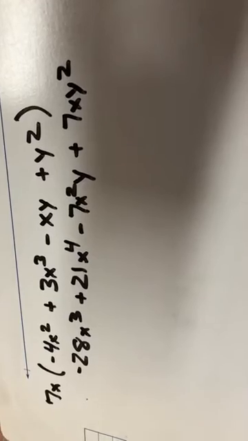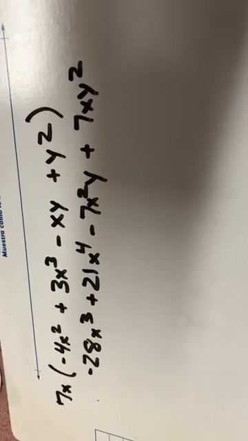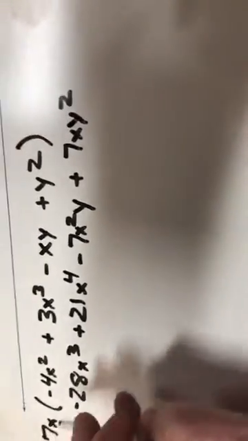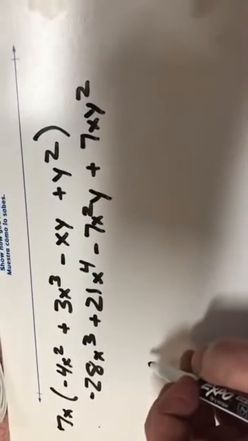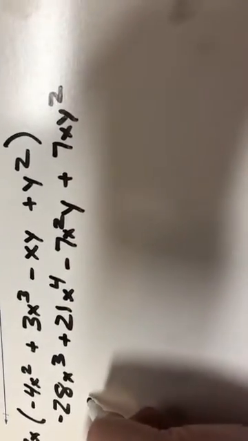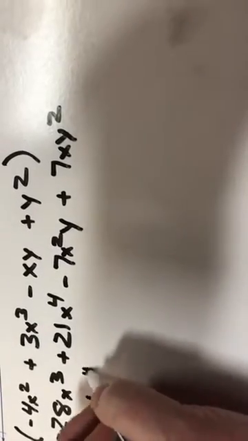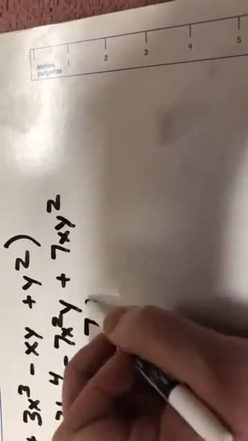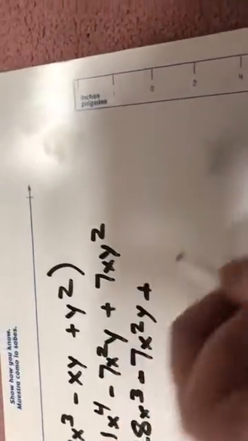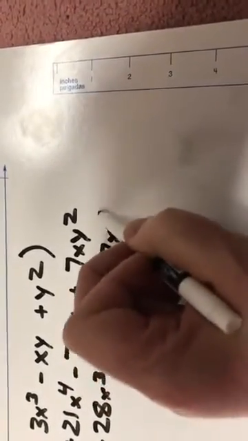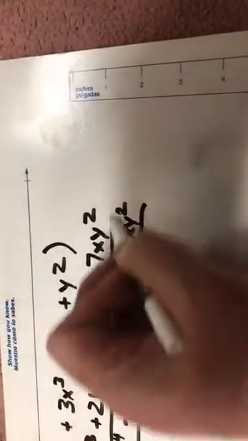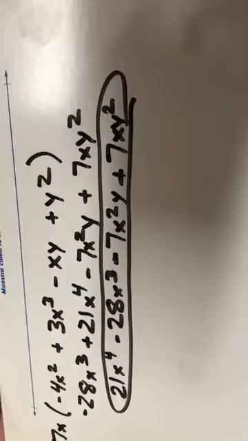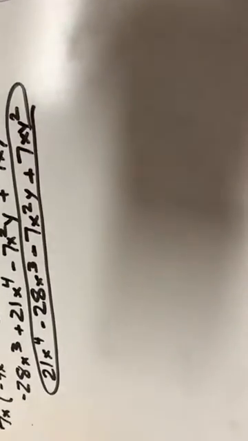Now I look at that and I make sure that that's kind of in the order that I want it to be. I'm looking here at x to the 4 and x to the power of 3. So I'm thinking in the spirit of descending order, I'm going to go ahead and rewrite this as 21x to the power of 4 minus 28x to the power of 3 minus 7x squared y plus 7xy squared. And I'm going to make that my final answer. You want to make sure you have things in alphabetical order and in descending order.